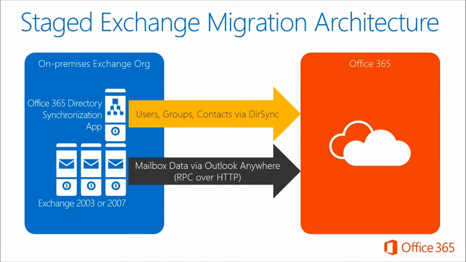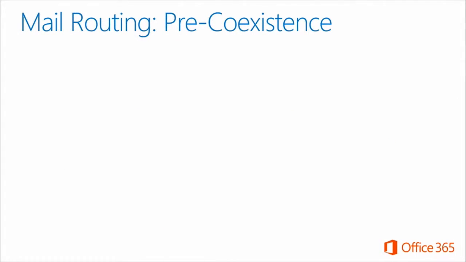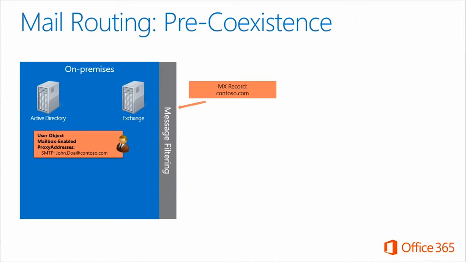So stage migration, what does it actually look like from an architecture? You have DirSync, which is part of stage migration. You have your Exchange 2003 or 7, and users and groups and contacts come via DirSync, and then mailbox data via Outlook Anywhere, which is how Office 365 is connecting back, starts to draw that information forward.